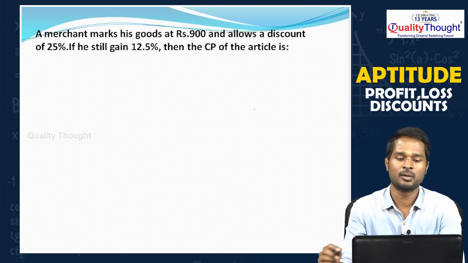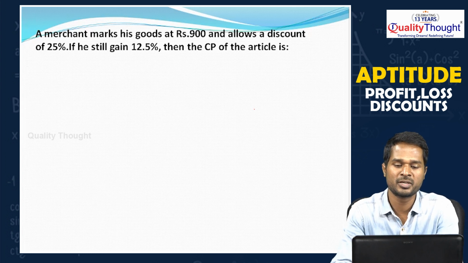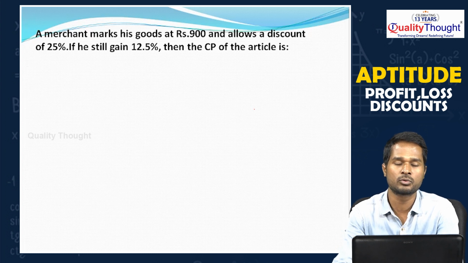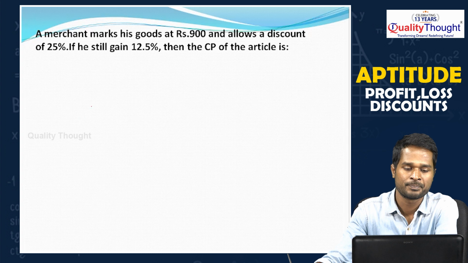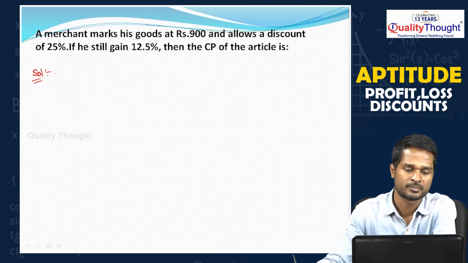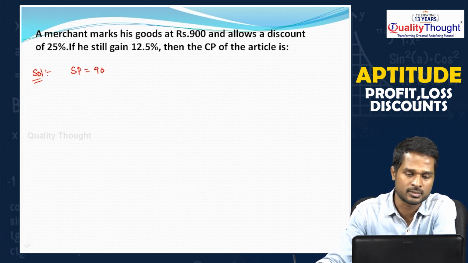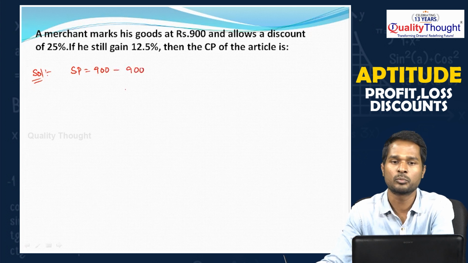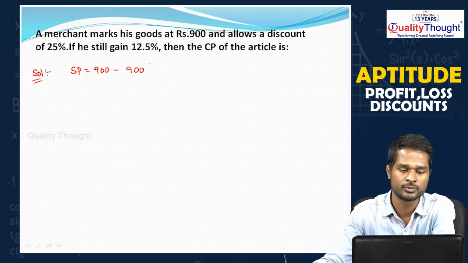So there was a material which is printed as 900 rupees. When it was sold, it was given a discount of 25 percent. Now, first let us calculate at what price it was sold. So the selling price: 900 rupees is the market price, and on this 900 there was a discount of 25 percent. Two zeros will cancel.